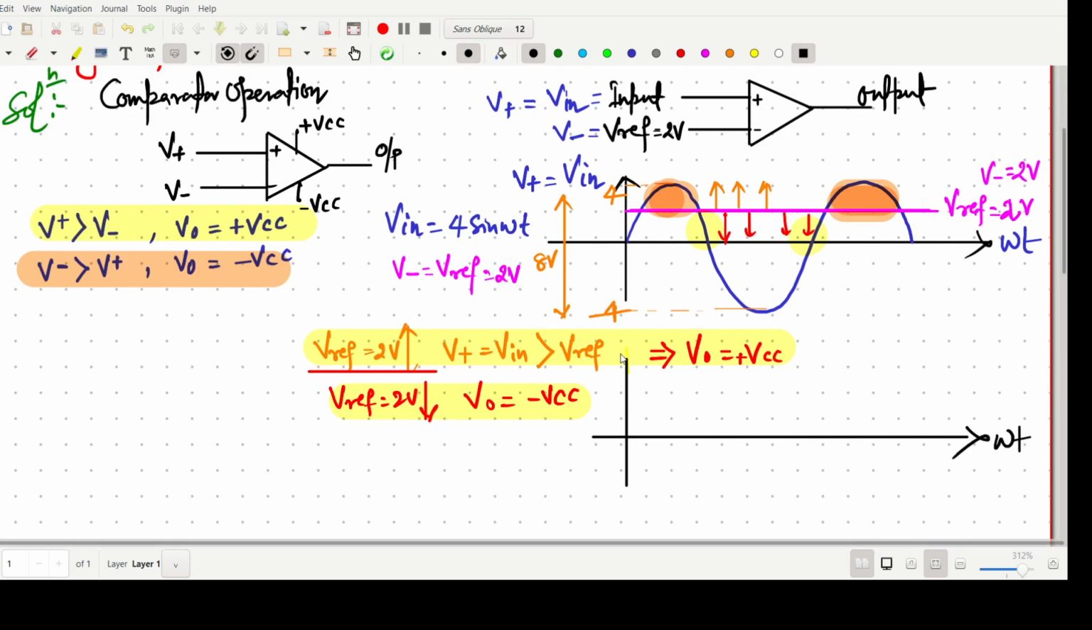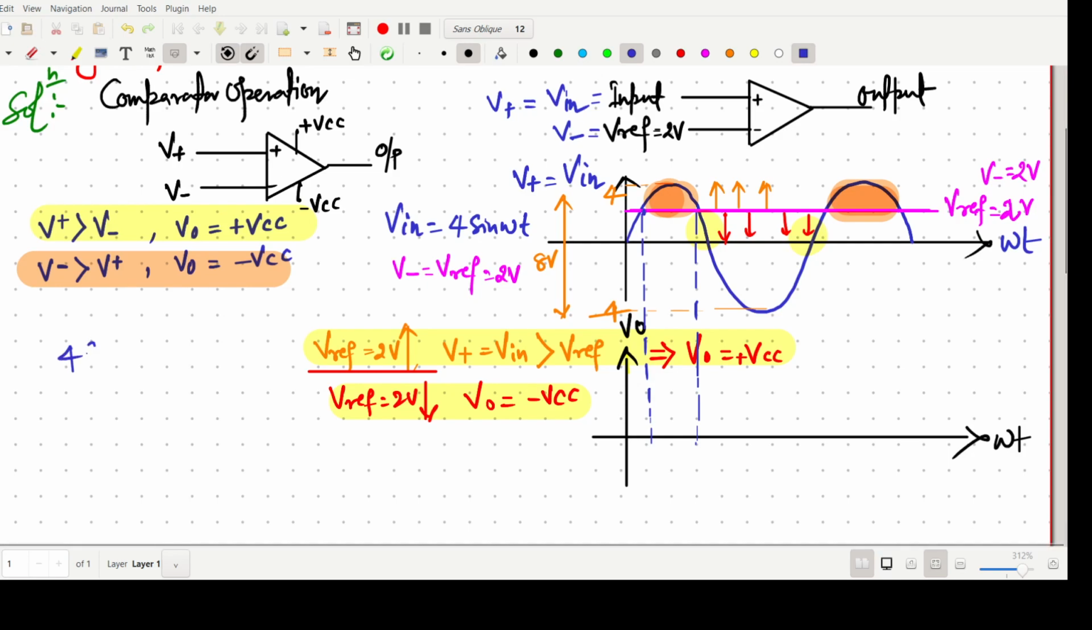So this one is omega t, and then this one is our V naught. So one point will be there. Okay, so now we can easily say what the point is. Here we can say 4 sine omega t equals 2. This point of intersection equals 2.